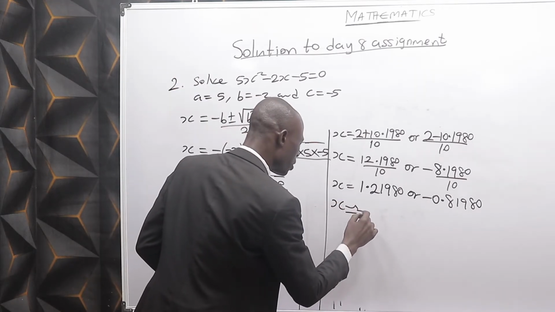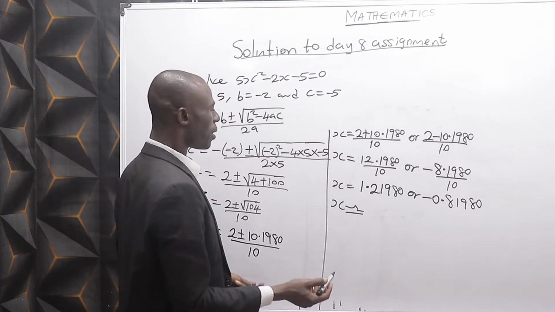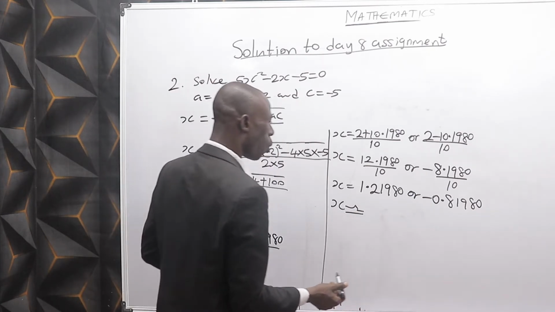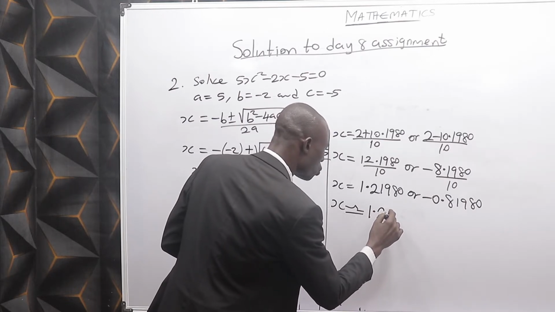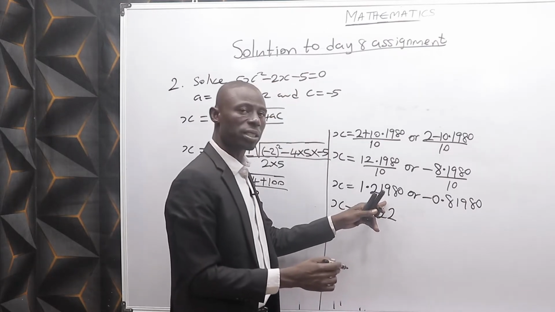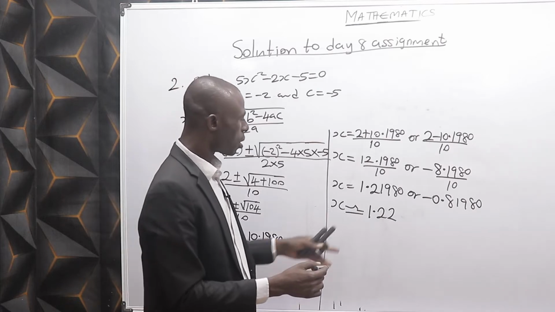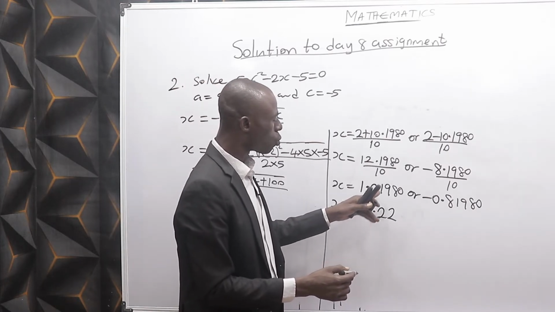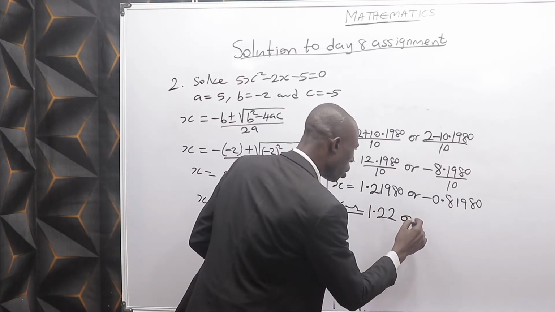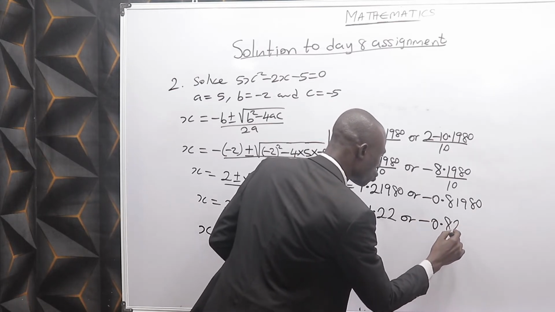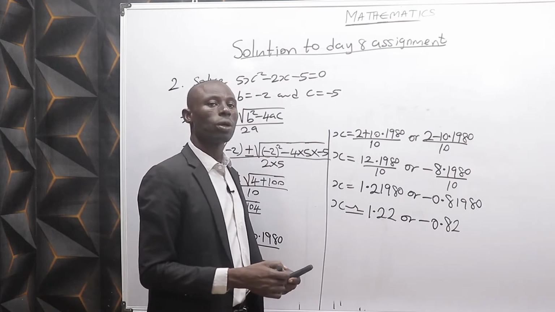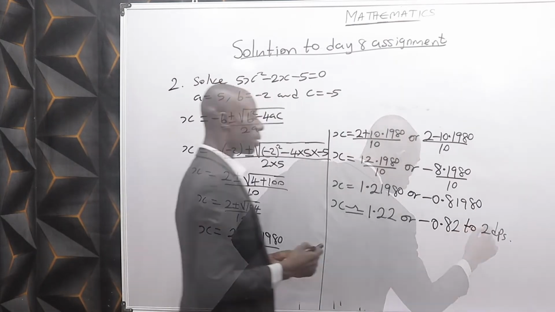To approximate to two decimal places, we have 1.22 or minus 0.82 to two decimal places. That is it.